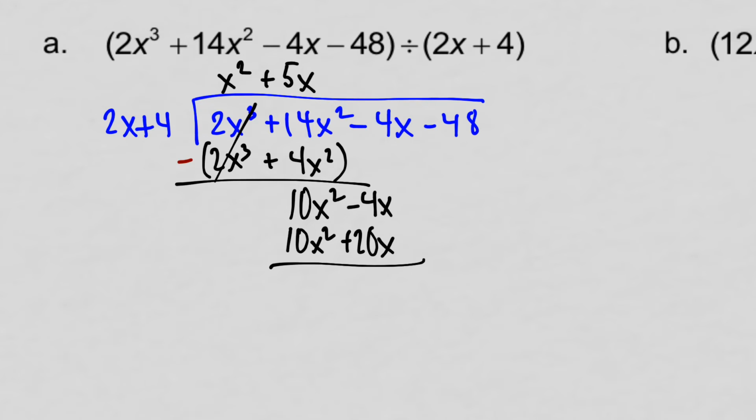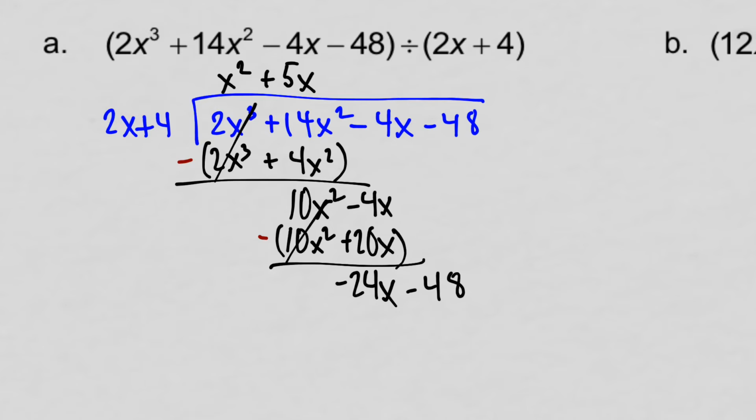And now we're going to subtract again. 10x squared minus 10x squared cancels. Negative 4x minus 20x is negative 24x. Alright, next we're going to bring down the negative 48, which is the last term there. So this should be our last multiplication.